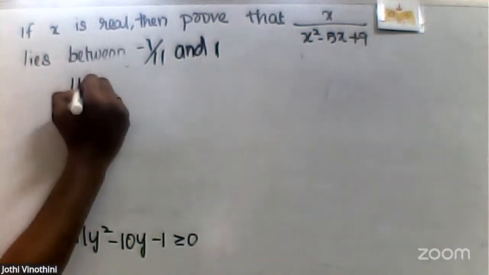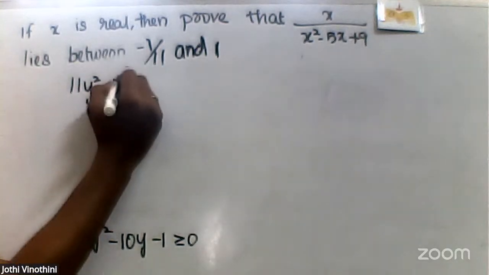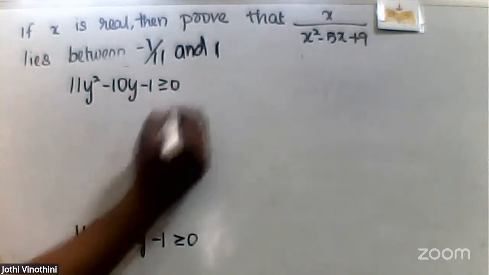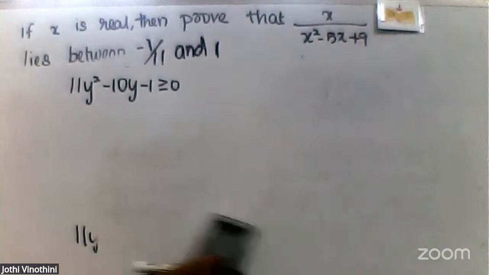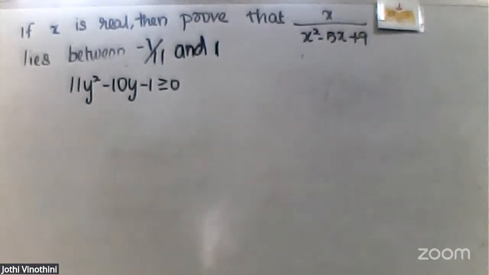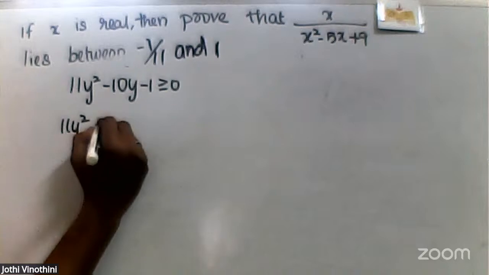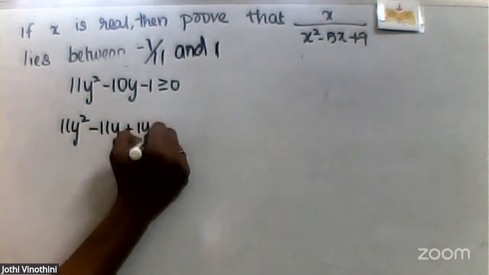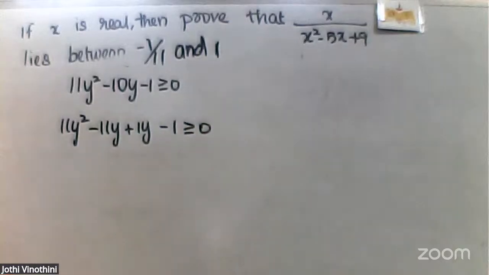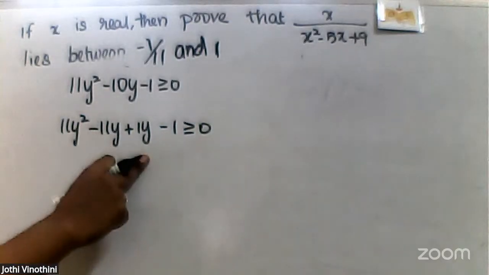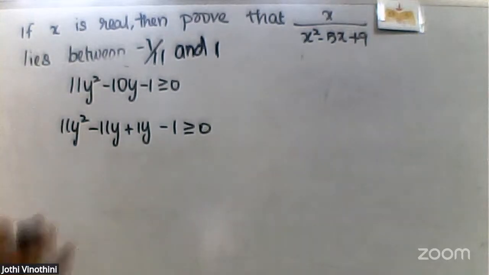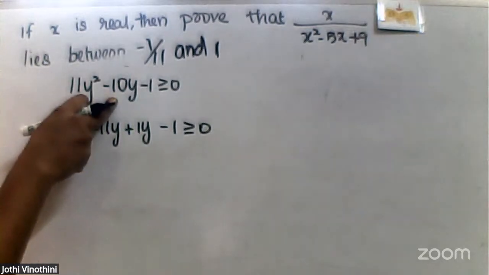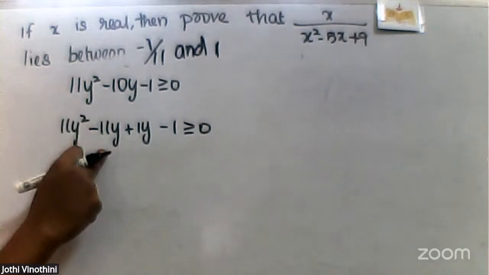So what we solved? 11y squared minus 10y minus 1 must be greater than or equal 0. Right? So in place of minus 10, what we can write? We can write 11y squared minus 11y plus 1y minus 1 must be greater than or equal 0. So what is minus 11y plus 1y? It is again 10y, right? So for solving this purpose, we are replacing minus 10y with minus 11y plus 1y.